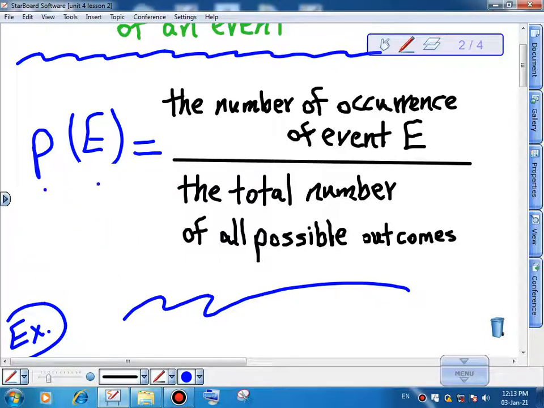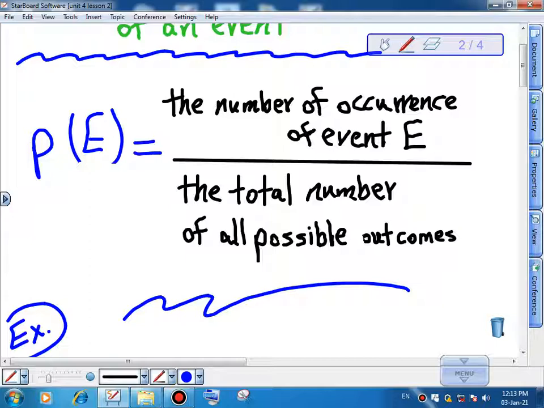P of E, probability of event, equals a fraction. The numerator is the number of occurrences of event E. What's the meaning of this? I need to get the number of occurrences of the event E only. Okay? Over, and the denominator is the total number of all possible outcomes.